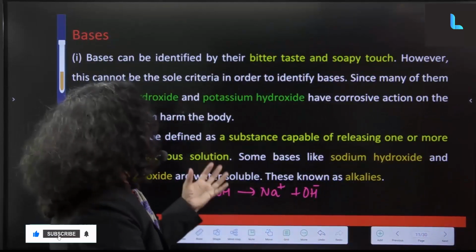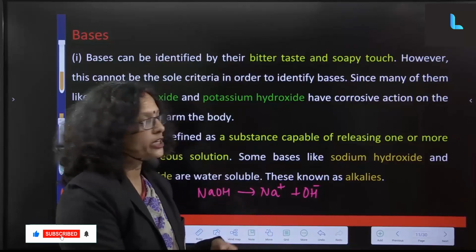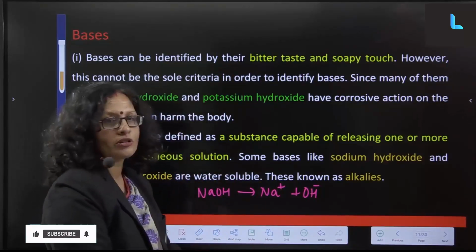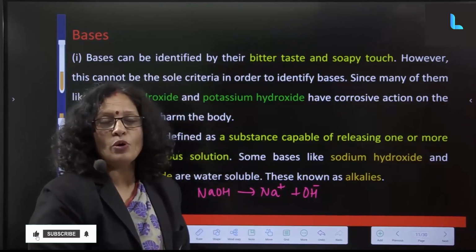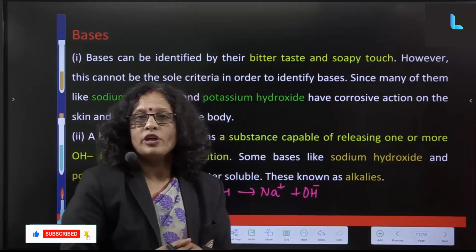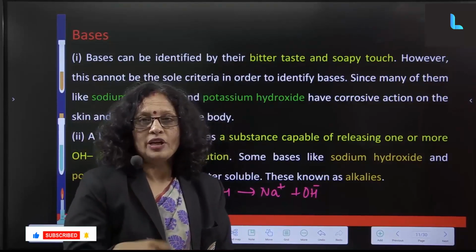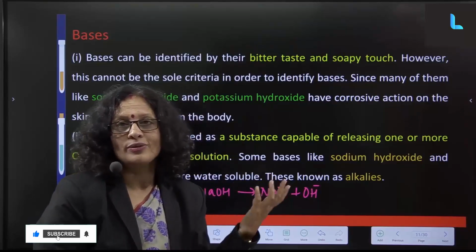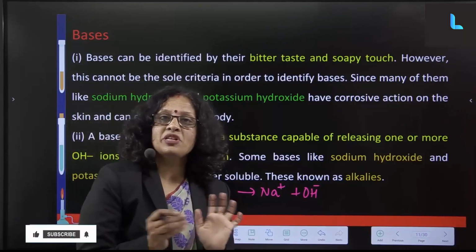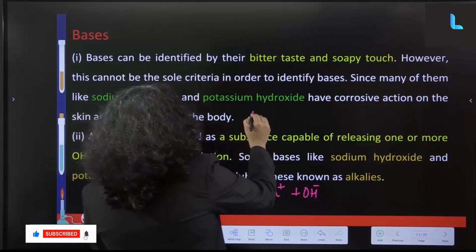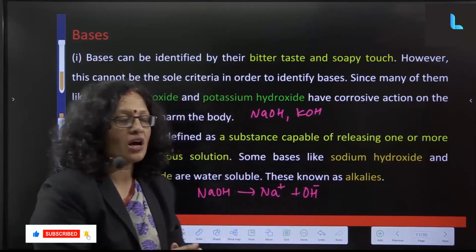Bases can be identified by a bitter taste and soapy touch. However, this cannot be a sole criterion again to identify a base, same way as acid, since many of them, like sodium hydroxide and potassium hydroxide, have corrosive action on the skin and even harm the body. So we should never touch them by hand. We should wear gloves, or we should use a spatula or spoon for scooping. Then only we should use them. We should not directly touch this kind of substances. They are highly corrosive. Corrosive means it can give blisters to your skin. It may react immediately with your skin. Okay. So NaOH, KOH, the strong bases, are very corrosive in nature. Corrosive means they will harm the skin.